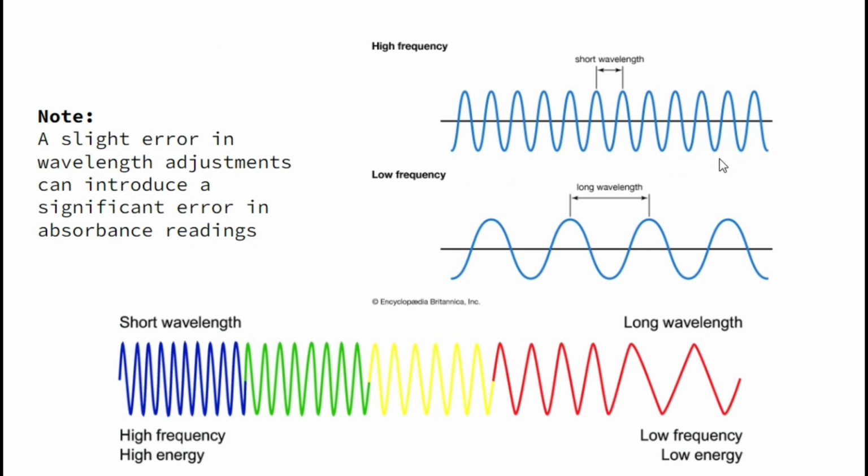So note, a slight error in wavelength adjustments can introduce significant errors in absorbance readings. That's why nga po, bago po tayo gagamit ng spectrophotometer in each analyte measurement, we should know what's the specific wavelength for that particular analyte. Because of this po, even just a slight error can already have a significant error in absorbance readings po. So mamamali na po yung ating measurement.